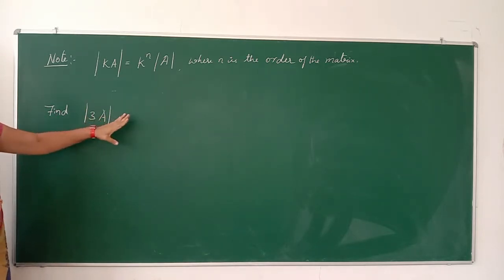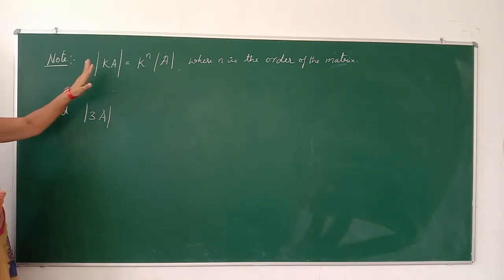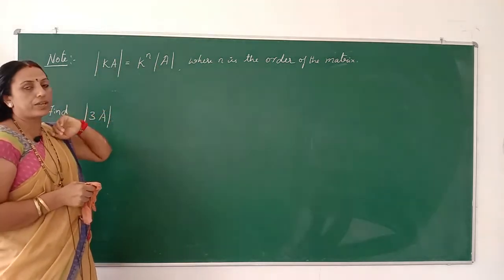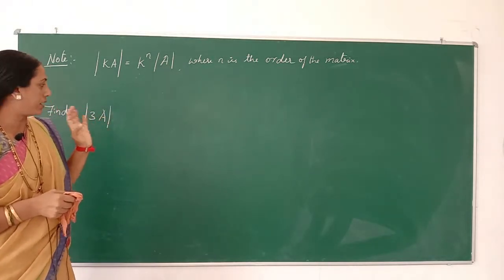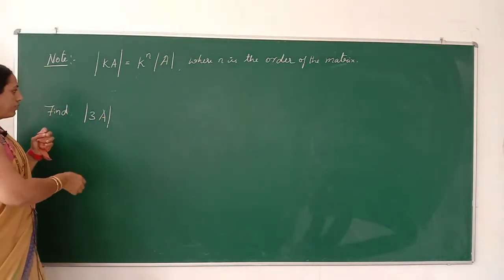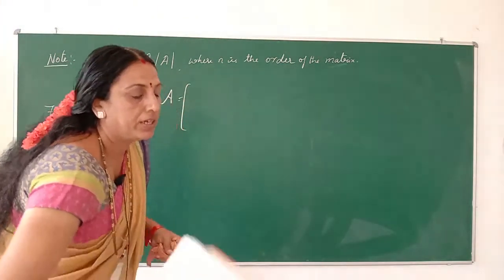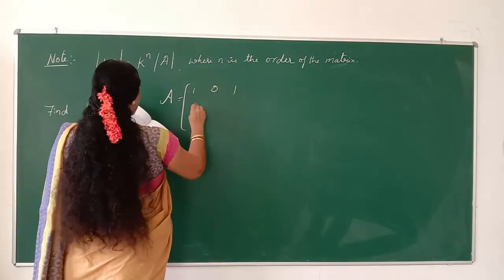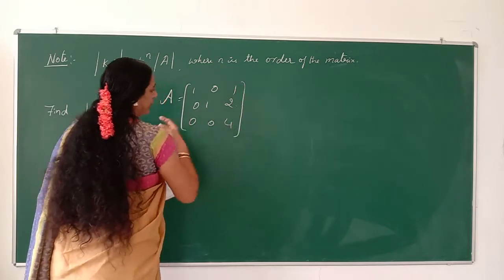But if it is not necessary to use the full procedure, we can use one of the properties or some shortcut form of the determinants. So determinant of k into A is equal to k to the power of n into determinant of A, where n is called the order of the matrix. So in the second problem, where A is a matrix of order 3 cross 3, that is 1 0 1, 0 1 2, 0 0 4, in the last problem.